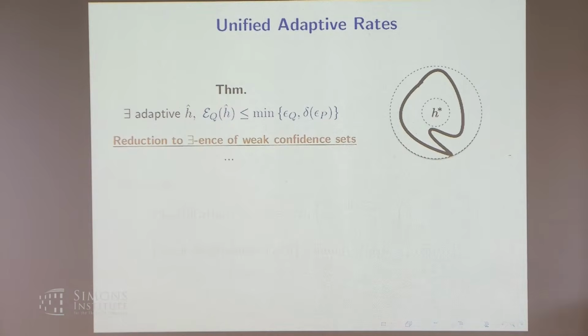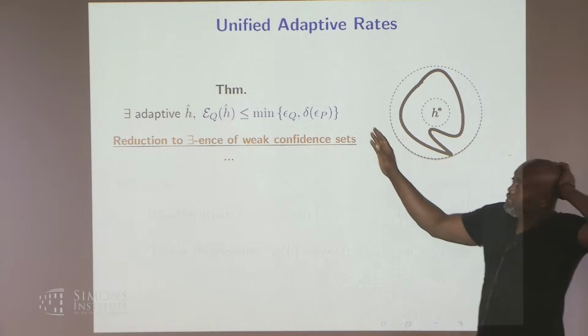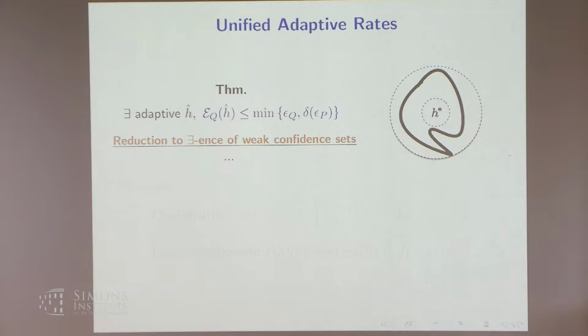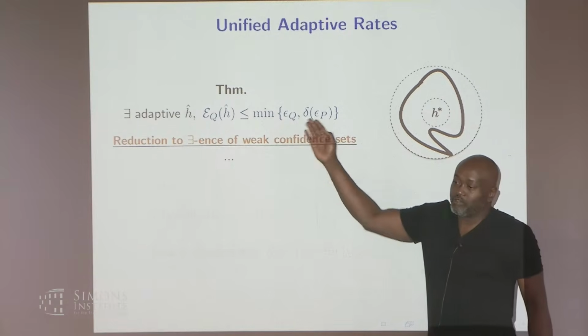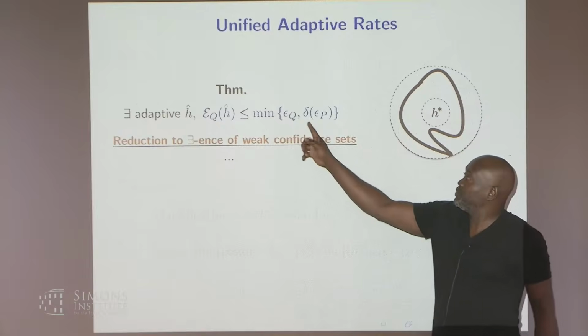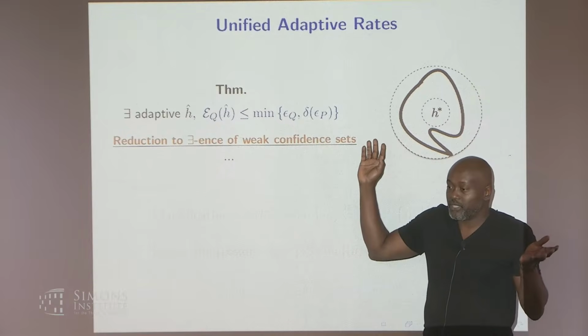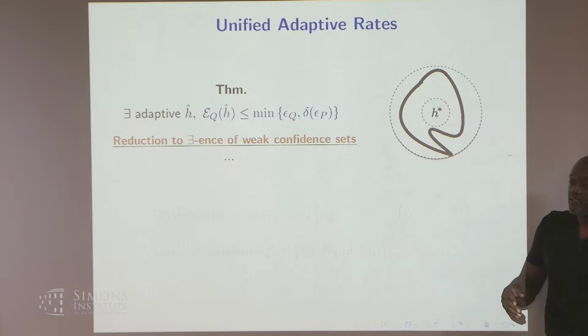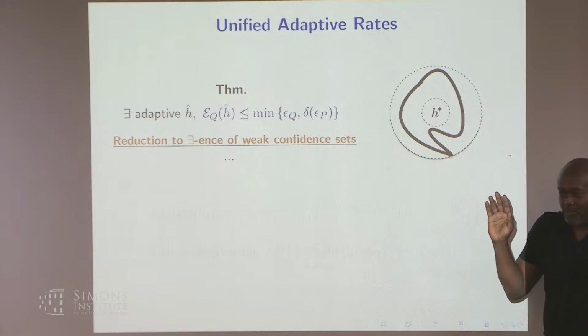Okay? So the adaptivity here is just through a reduction to the existence of what we call a weak confidence set. As long as there is this weak confidence set in your particular problem, you can combine them to get a rate of this form that is immediately adaptive to this modulus without knowing what it is and without caring about any notion of distance that upper bounds this notion. Is that clear, what I'm getting at?